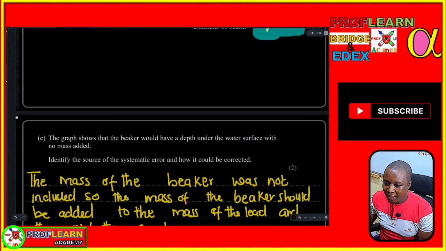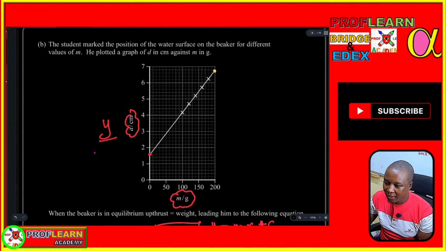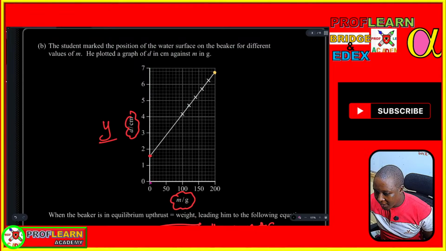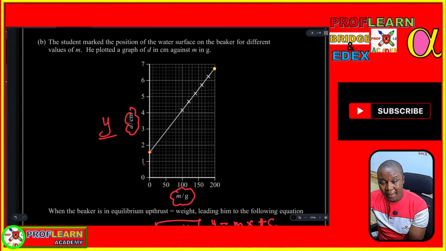It was observed that the graph shows the beaker will have a depth under the water with no mass. You can see from the graph that when there is no mass, the depth of the glass will be around 1.6. So why is that? It's because the mass of the glass was not considered when this experiment was done.